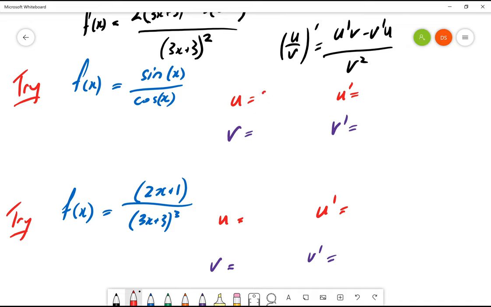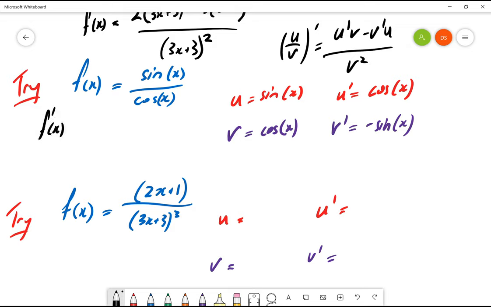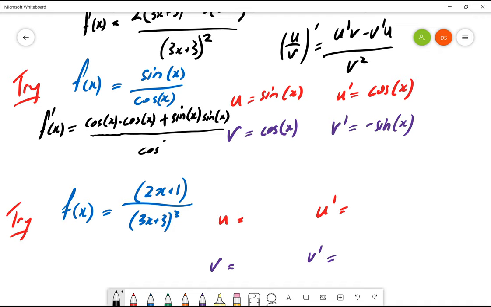So u is equal to sine x. u dashed is equal to cosine of x. v is equal to cosine of x, and v dash is equal to negative sine of x. We're going to do something wild. Let's go. Okay, so f dash of x is equal to, differentiate the first, so that's cos of x. Then multiply by the second. Minus, differentiate the second. So minus minus makes a plus. So I've got sine of x, and then times by the first, all over the second one squared.